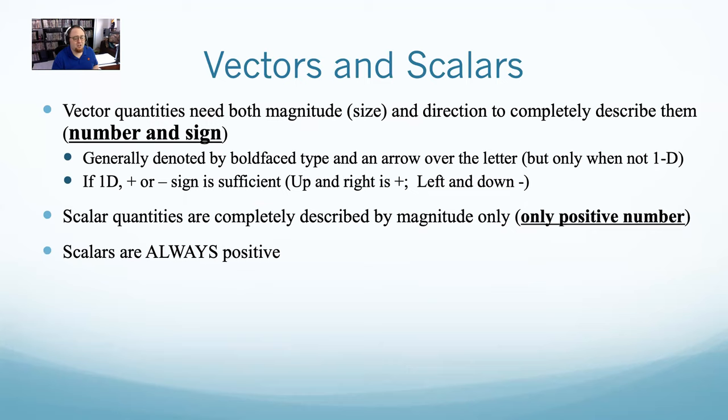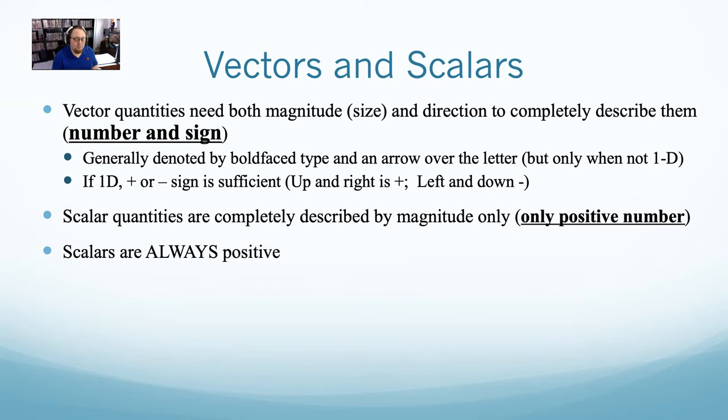If I tell you I'm going to go 100 miles, it's going to matter which direction I'm going 100 miles. If I go straight up, it's going to be kind of interesting what happens to me. I go straight down, it gets really complicated. It's going to make a difference. A vector quantity is anything that must include direction.